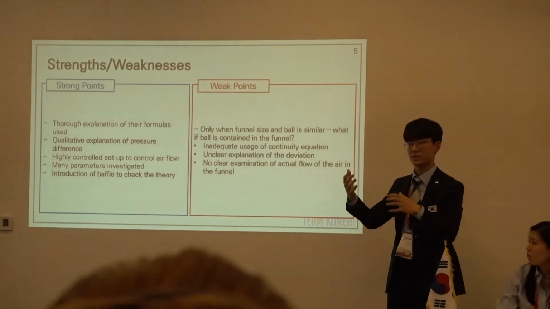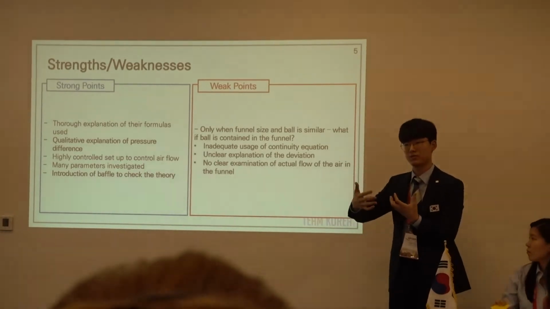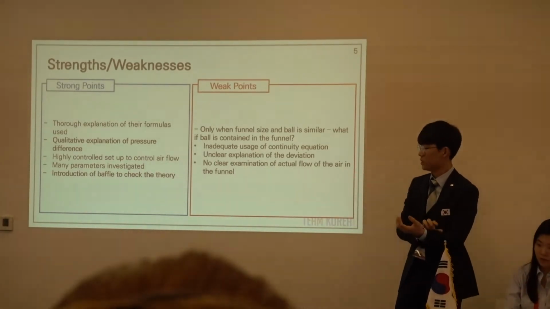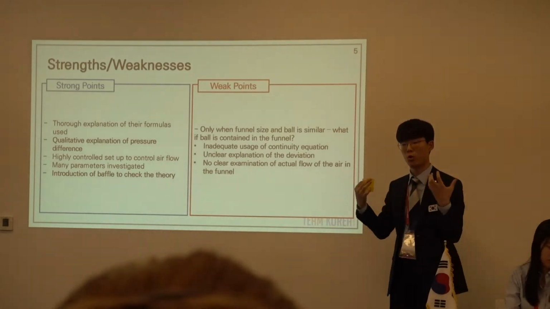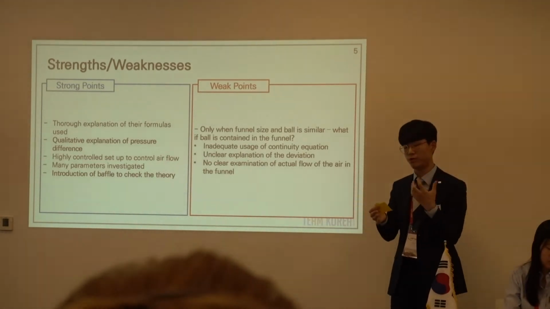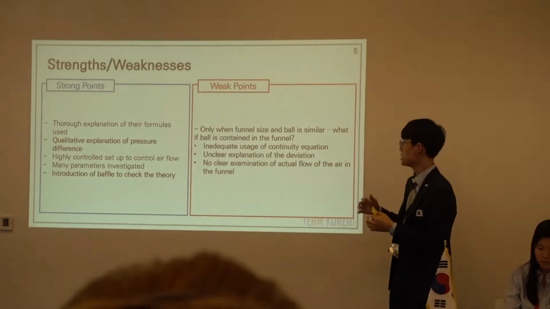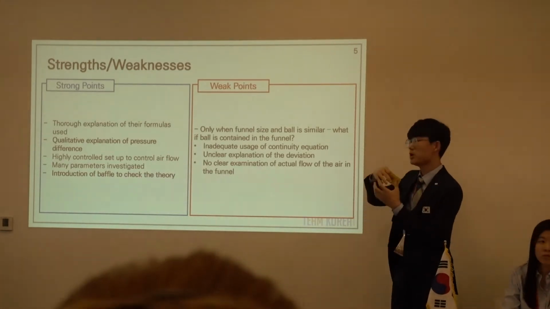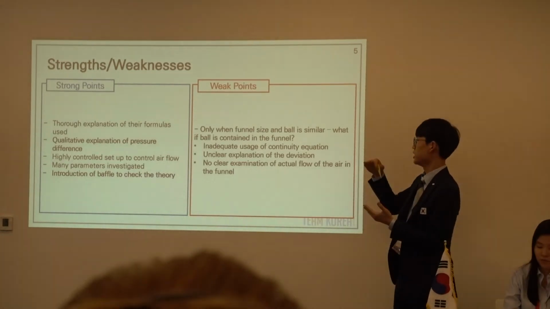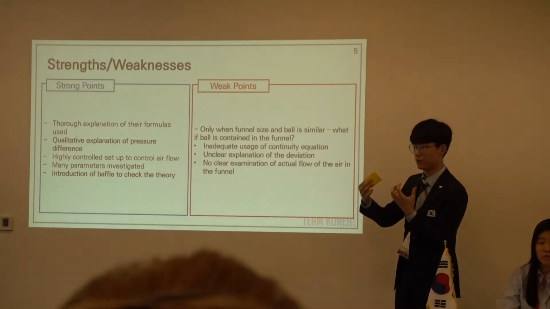So we would like to ask whether the behavior of the ball itself will change when the size of the funnel changes. And next, they made inadequate usage of the continuity equation since they didn't know how the flow would actually behave. So I want to deal with this in the discussion part. And next, they made an unclear explanation of the deviation that happens in the data matching part. And next, they had no clear examination of the actual flow of the air in the funnel, as I said before.